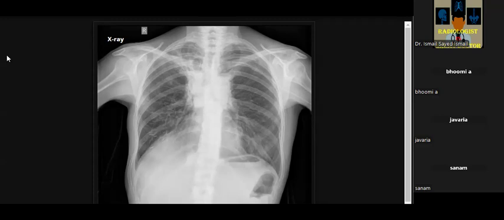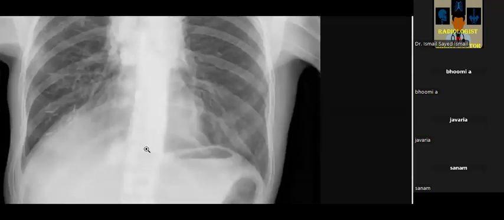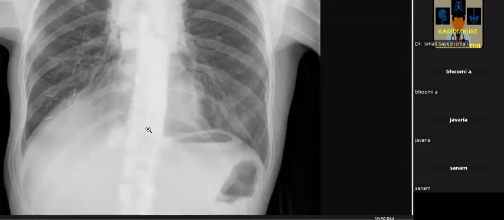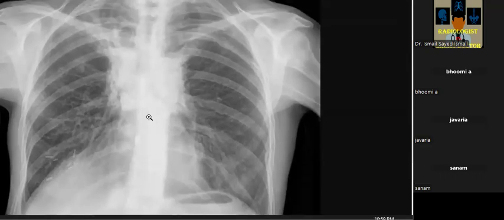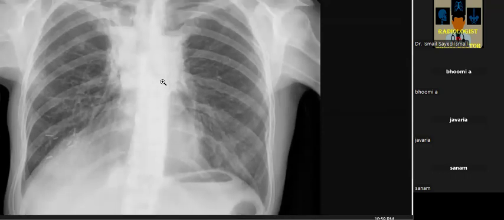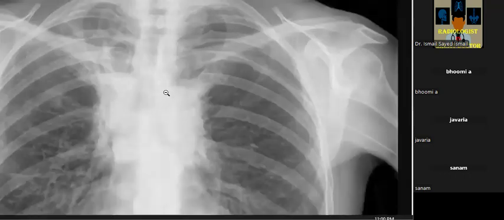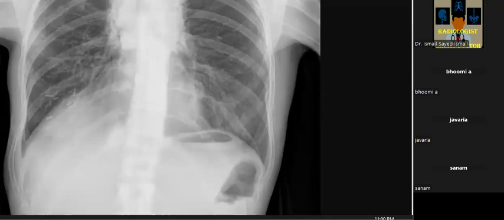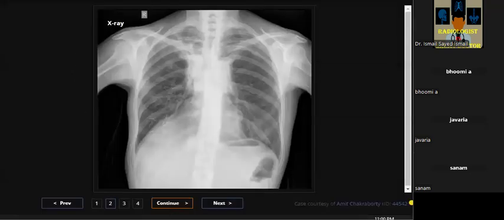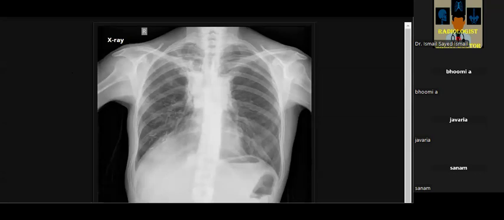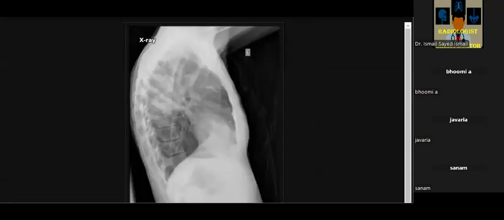Okay, but Dr. Nurhan said the spine is normal. I'm not sure if the spine is normal or not, because there is some deviation here. I'm not sure. This spine needs a lateral view. Yes. Okay, ignore it. It's not clear.